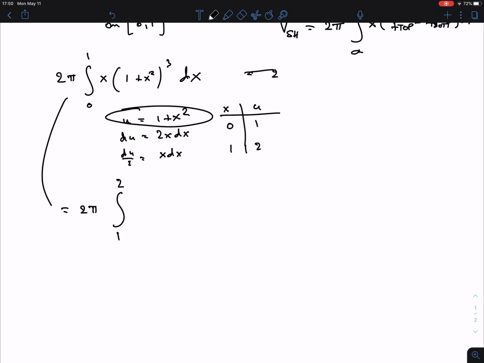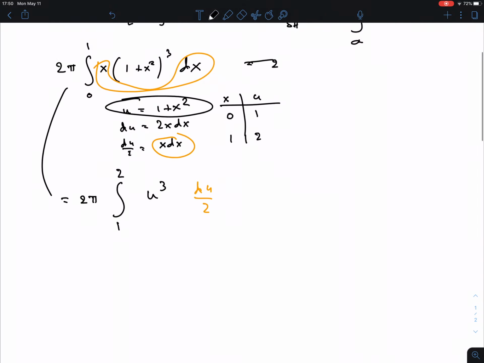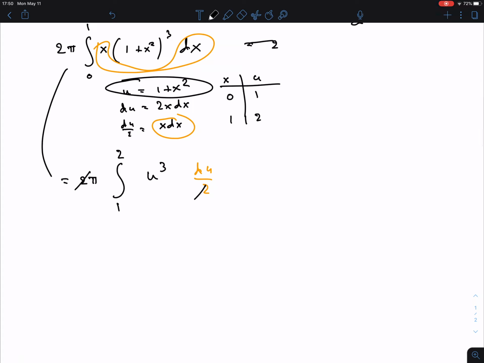Then we have x dx. Just in case, this x dx is these two guys that I put together, that is du over 2. And then what else do I have? I have a u cubed. So these twos cancel. I get pi, the antiderivative of u to the third is u to the fourth over 4, and this between 1 and 2. So it is pi over 4, and then we put in 2, which is 16, minus 1. So this is 15 pi over 4. There's nothing more to it than that.